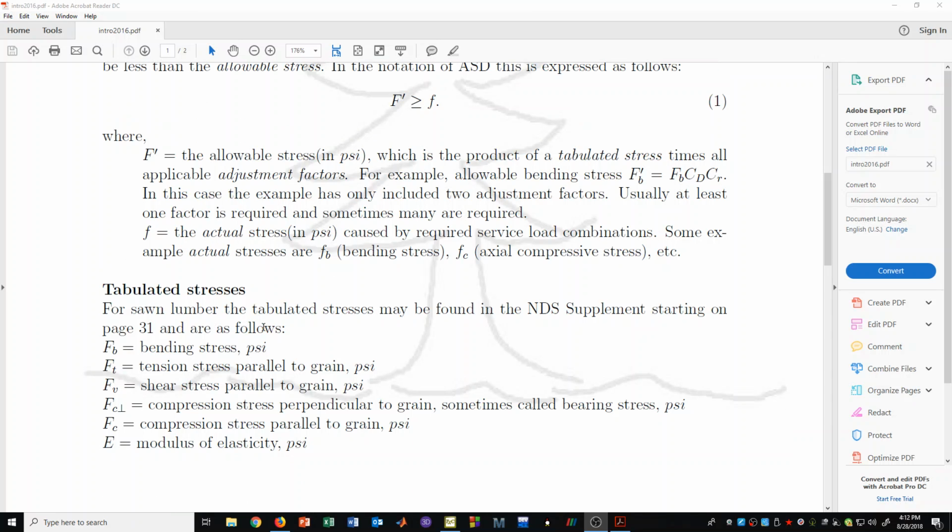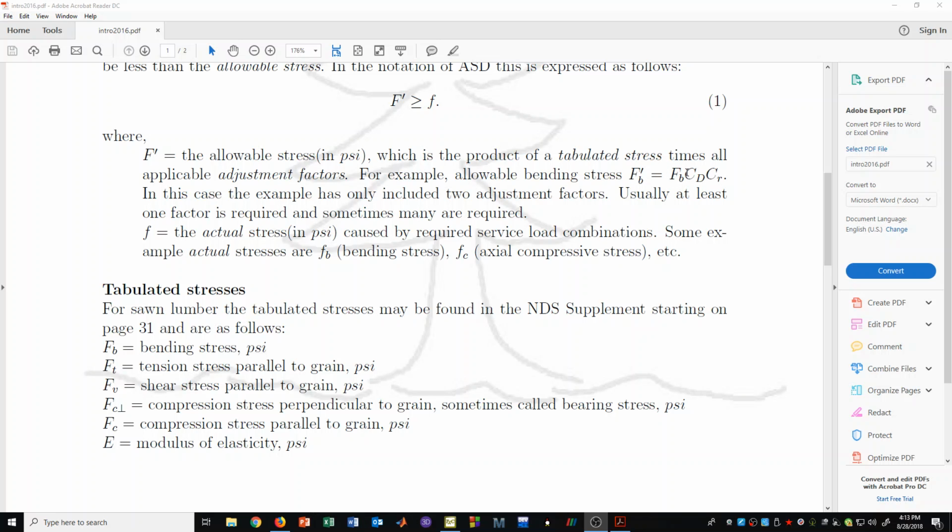For example, from the National Design Specification Supplement, which we'll be looking at in a later video, we can look up values for bending stress, tension stress, shear stress, compression perpendicular to grain, compression parallel to grain, and even the modulus of elasticity. We would look up those values depending on the species of wood that we are going to be using in our design. For instance, for a beam or a tension member, or perhaps a column. And those values that we look up in the NDS supplement are what we call table values or tabulated stresses. Those are the values that are going to go into this expression for the allowable stress.